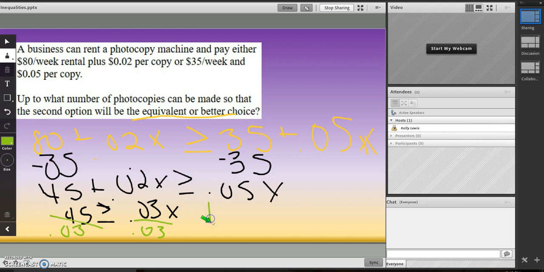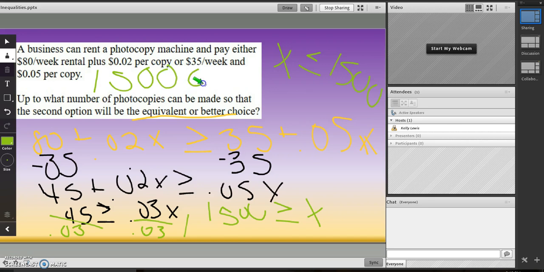Right, so I get 1500 x. So that means that, okay, and x has to come first, right? So x less than or equal to 1500. So up to what number of copies? 1500 copies is the answer.